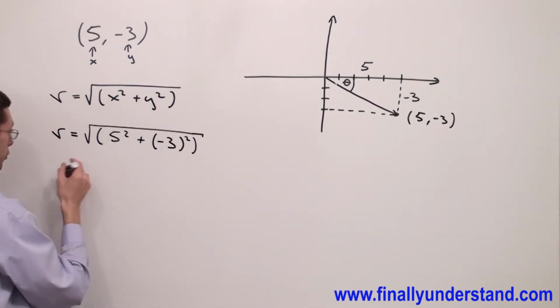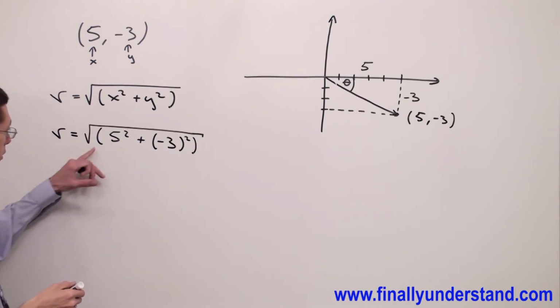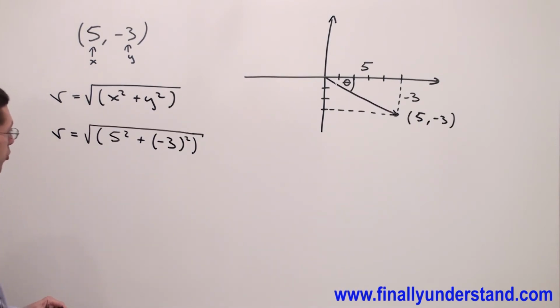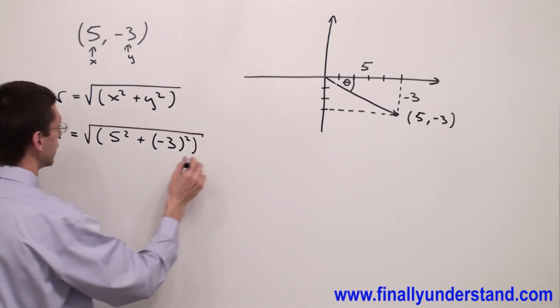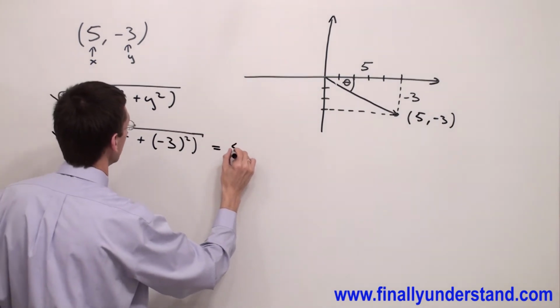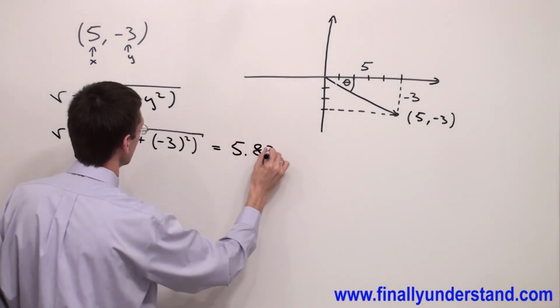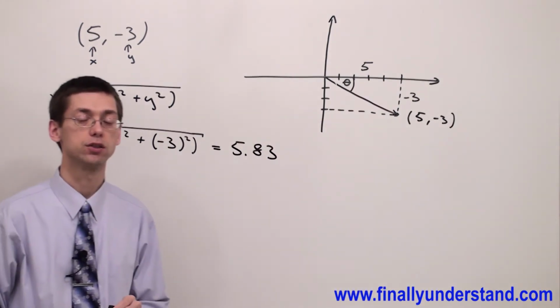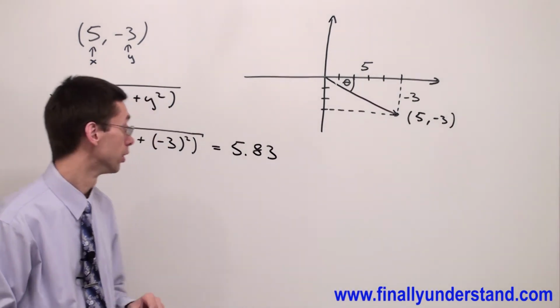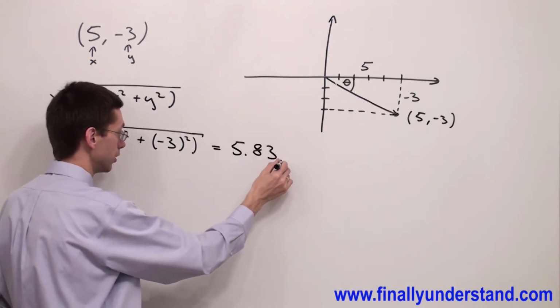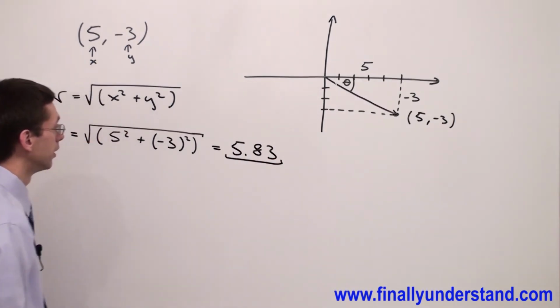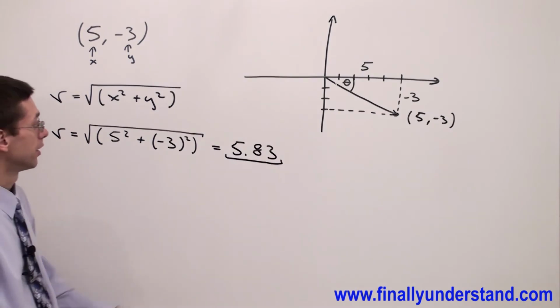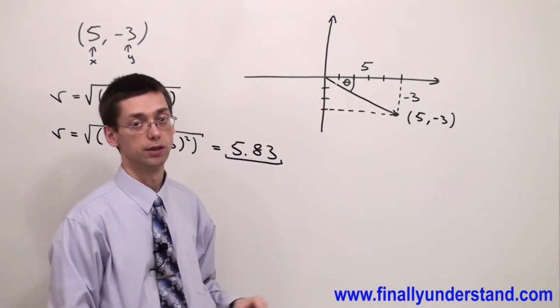If you plug these numbers and operations into the calculator, you're supposed to get 5.83. Please don't forget about the parentheses. If you don't use parentheses, the calculator is going to show you a different result, and this is the good one. So we found the length of this phasor.